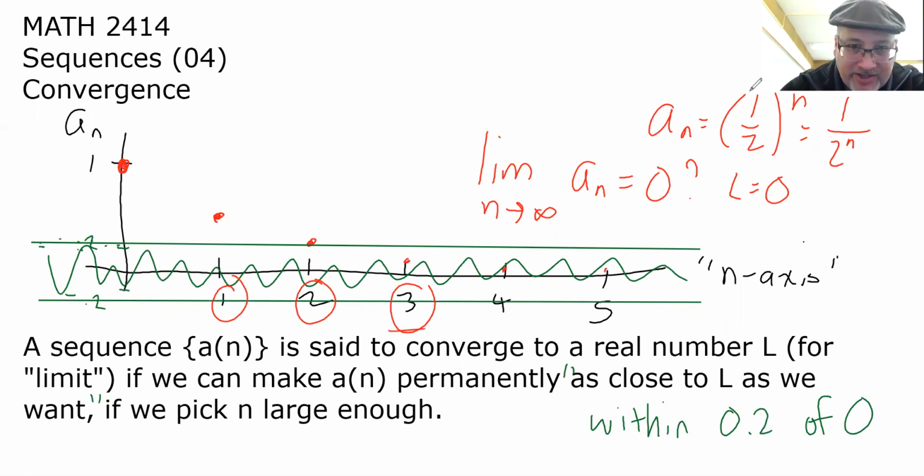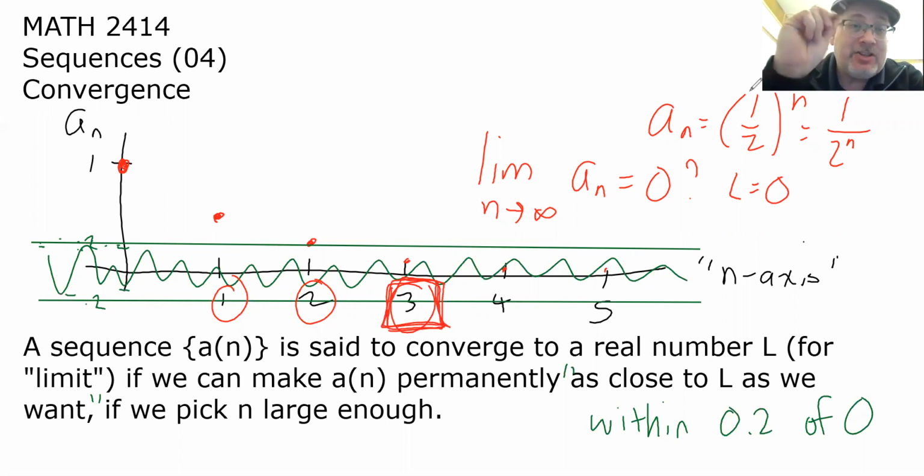In this case, it looks like it's a 3 because once we put in 3, we got 1/8, and 1/8 as a decimal is 0.125. That's within 0.2 of 0. A 2 wouldn't work because that's 0.25. That's not quite close enough. So it looks like 3 is the number that the n has to be at least that large.